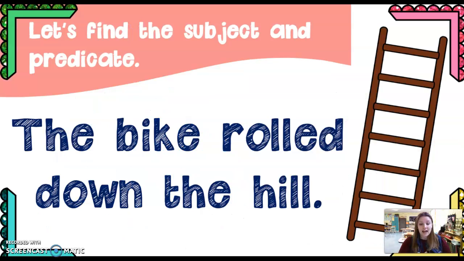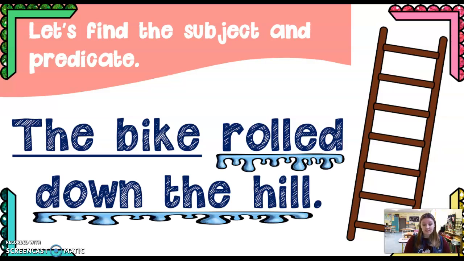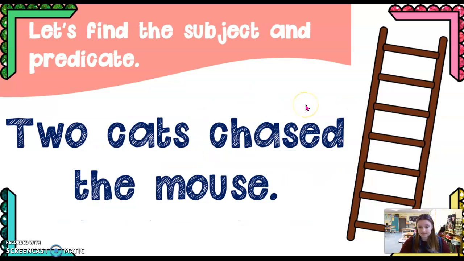Our first sentence says, the bike rolled down the hill. When I'm looking for my subject, I look near the beginning of my sentence, usually, and I say, what is the sentence about? The bike rolled down the hill. Well, my sentence is about the bike. And then when I'm looking for my predicate, I ask myself, what did the subject do? What did the bike do? It rolled down the hill. So notice the bike is my subject. It's underlined in a single line. And then rolled down the hill gets that fancy squiggly underline because that is my predicate. Remember, your predicate will always contain a verb. The verb in this sentence is rolled.